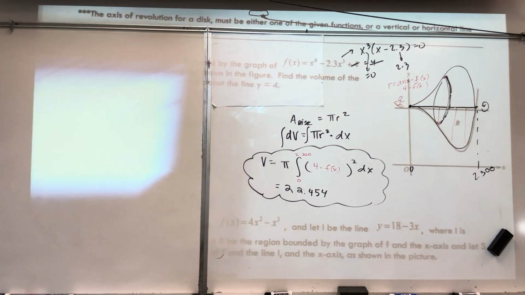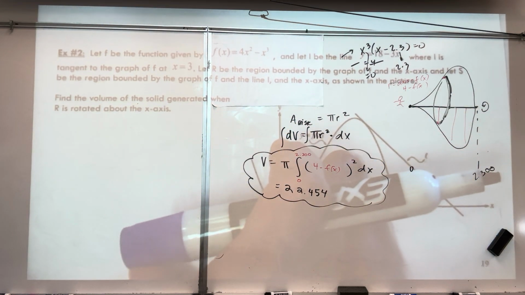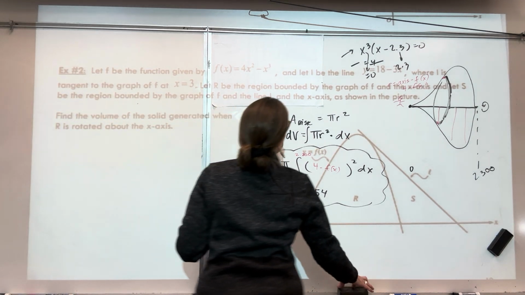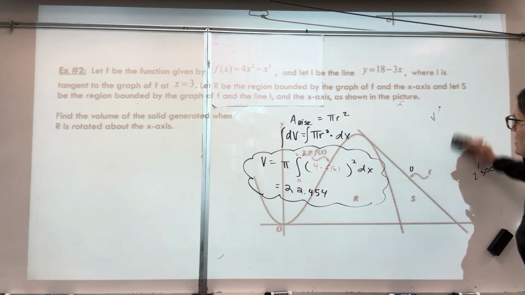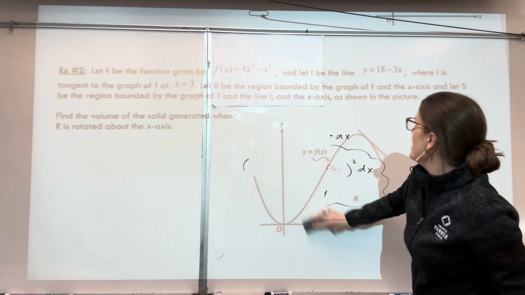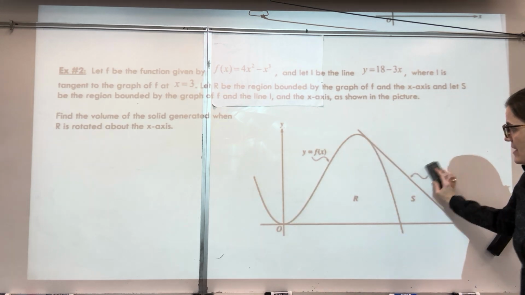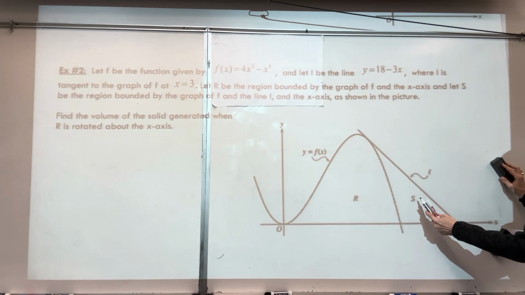Let's take a look at example number 2. They have a lot of language going on there. And in fact, for the problem that we're doing, we don't need all that language. But they told you that we have the curve f of x is 4x squared minus x cubed. And then you have this line, y equals 18 minus 3x. And then that line is tangent to the graph at x equals 3. It says R is the region bounded by this, and let S be the region bounded by this.